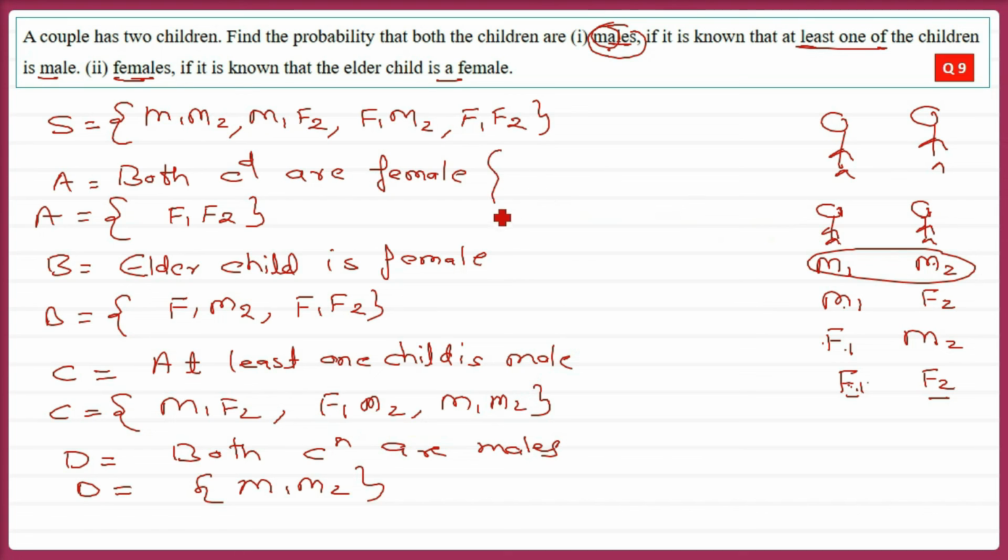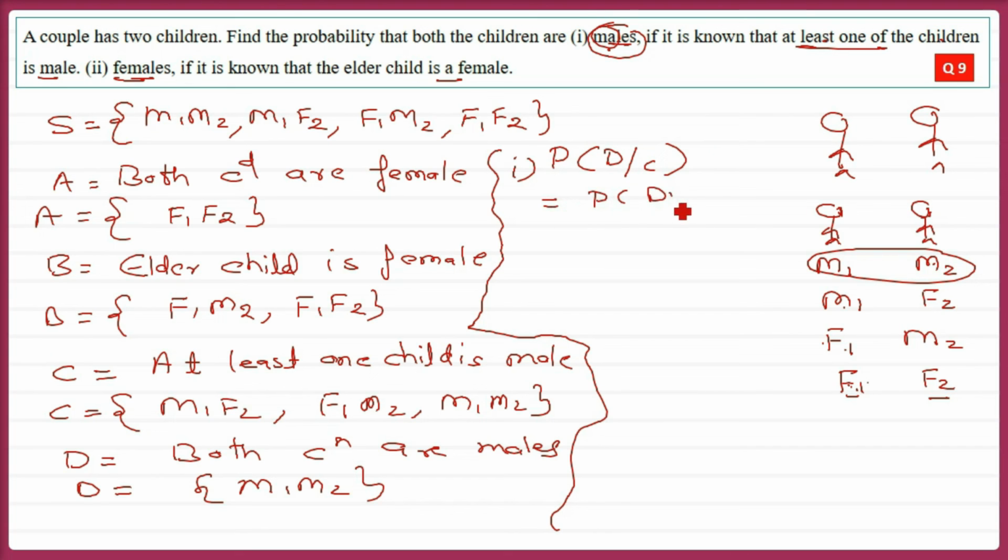Now as we have made all these sets, let's come to the question being asked. The first one is, find the probability that both the children are males if it is known that at least one of the children is male. Now what is D and what is C? C is at least one child is a male. That is why we have taken this. So if C is known, what is the probability that both the children are males? So the first one is P(D|C). If it is known that at least one child is male, what is the probability of D, which is both children are males?